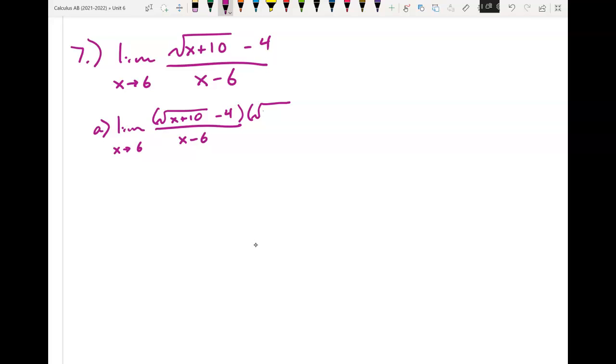Because if we try direct substitution, we are going to get an indeterminate form 0 over 0, right? So I plug in 6, I get square root of 16, which is 4. 4 minus 4 is 0. 6 minus 6 is 0. So I have an indeterminate form. So we multiply by the conjugate of the numerator, and that will allow us to have something that cancels. Okay?